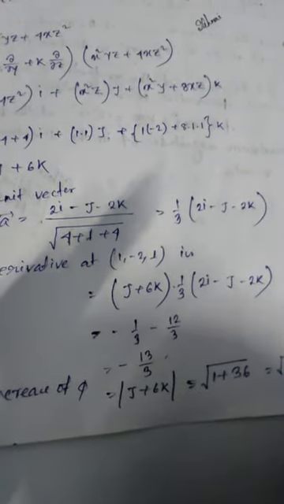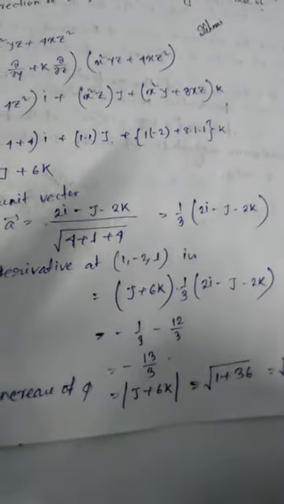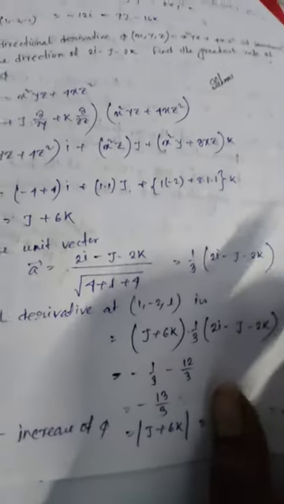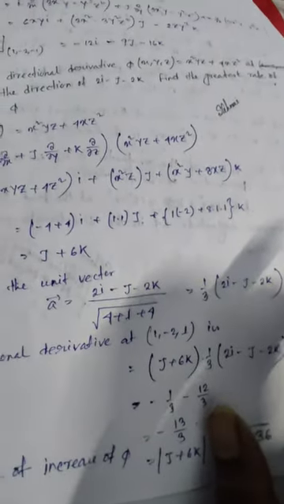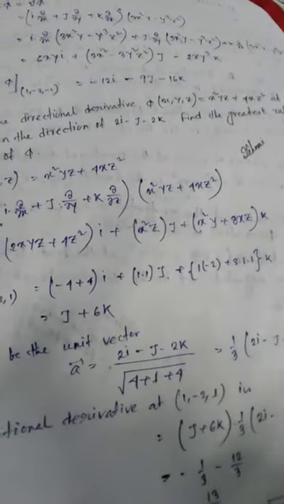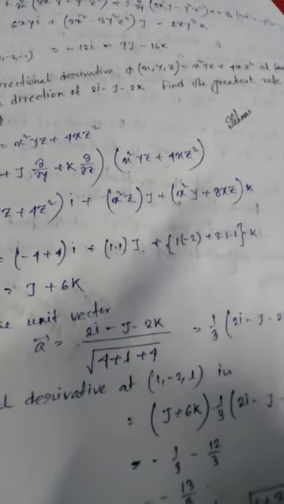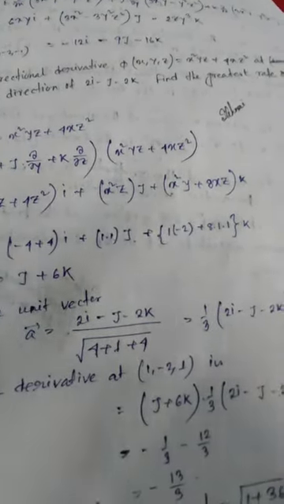So this is the way we can find the directional derivative of a scalar function at a given point in the direction of a vector. So I hope all of you understand this topic.